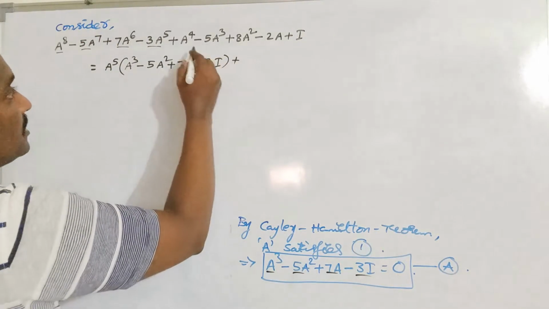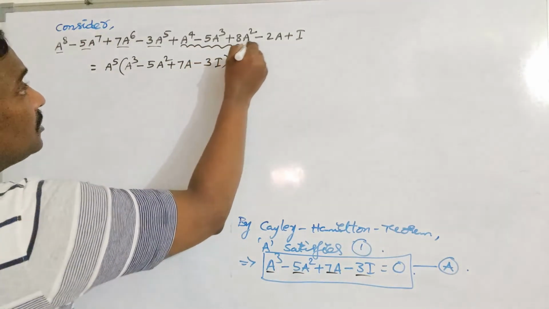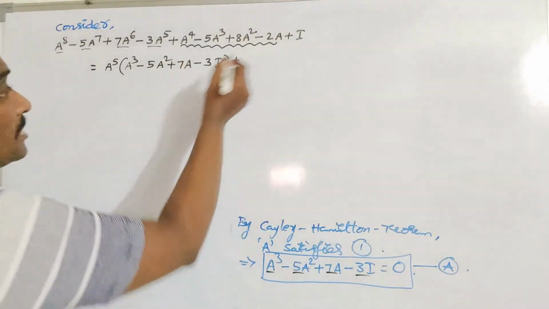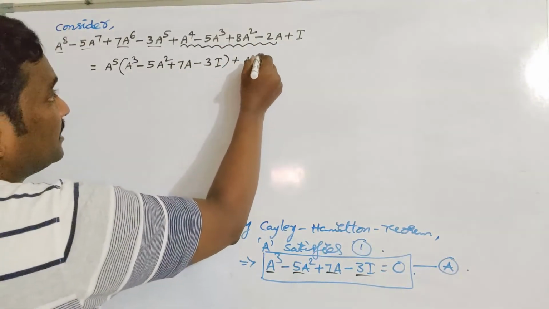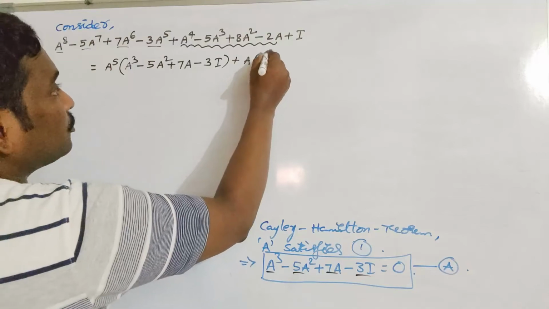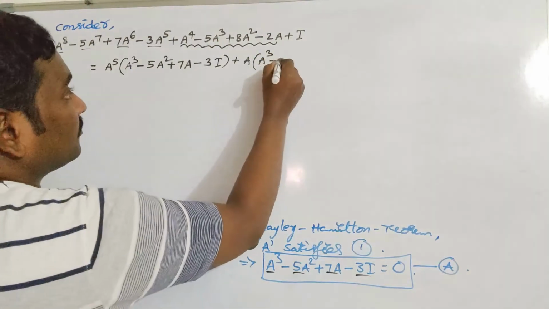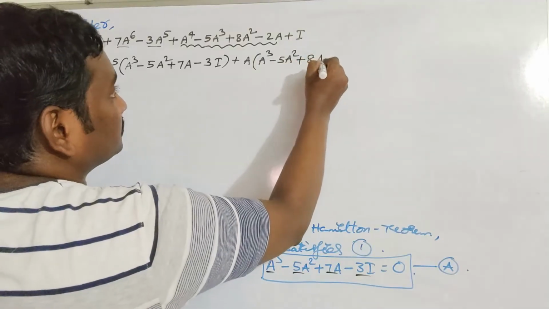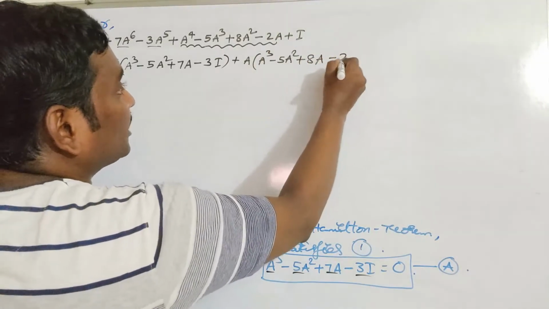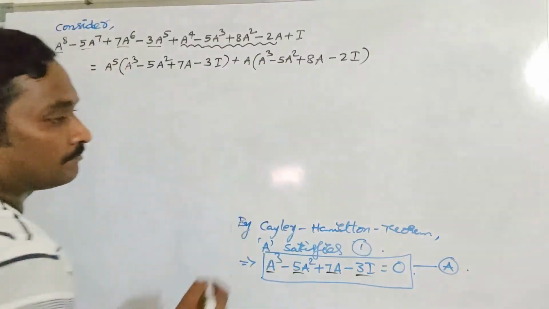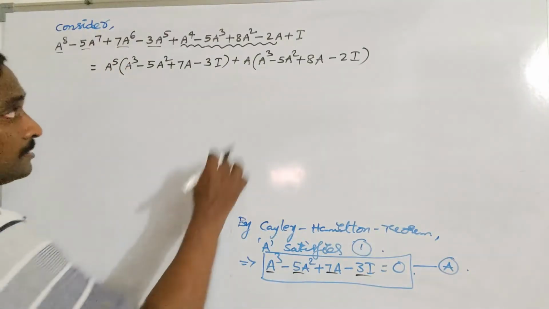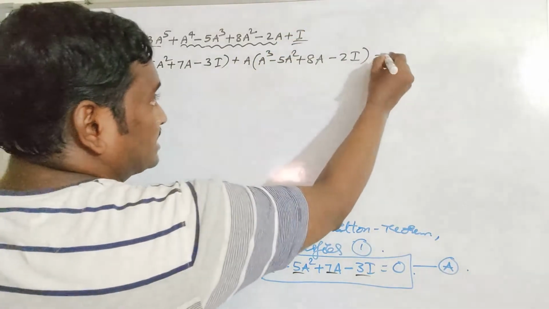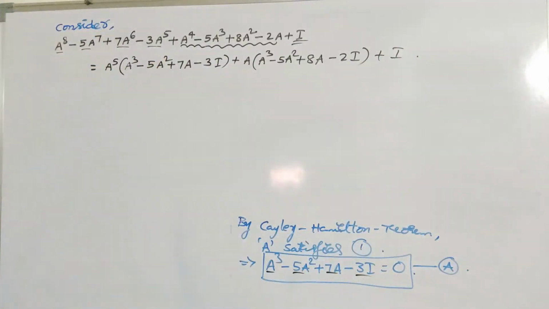Plus, what about the next one? In the next 4 terms, again, what is the common term? A is the common term. A into A cube minus 5A square plus 8A minus 2. Don't write only 2. It would be I. I is nothing but the identity matrix. What is the remaining term? Plus I is there. Don't forget it.